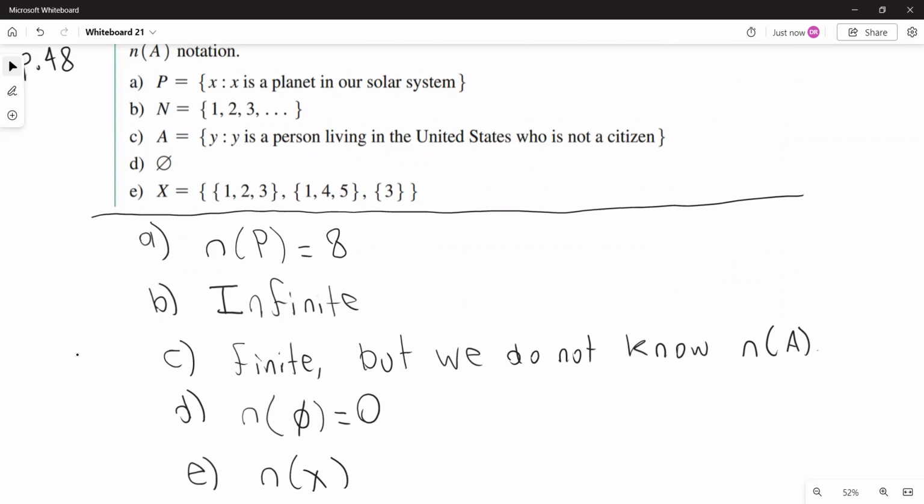So the set containing 1 to 3 is one element. The set containing 1, 4, 5 is an element, and the set containing 3 is also an element. So this is finite, and the number of elements of X is 3. So I'm just going to indicate this is finite. So P, the empty set, and X are all finite sets.